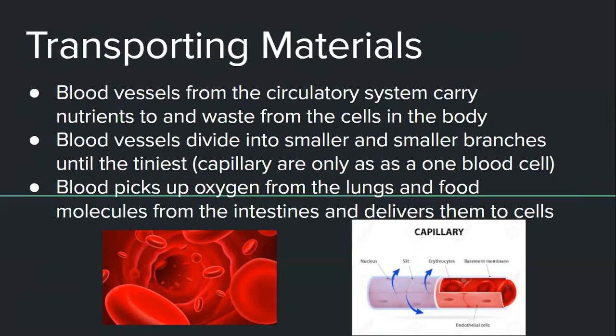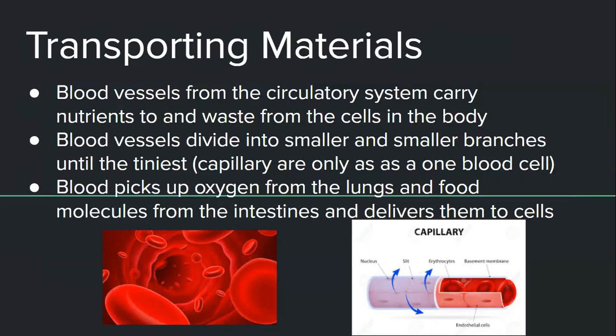Blood picks up oxygen from the lungs and food molecules from the intestines and delivers them to needy cells. At the same time, blood collects carbon dioxide and waste from the cells. The carbon dioxide is returned to the lungs to be released into the air.